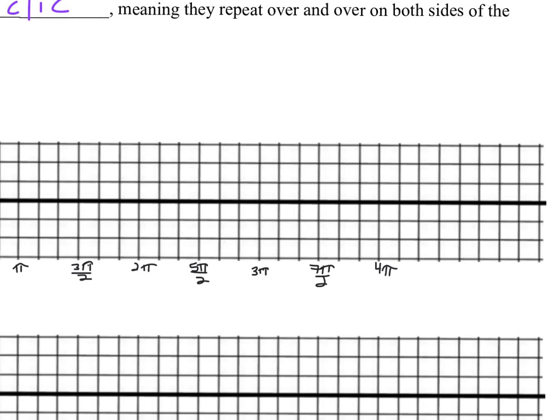After 4 pi, count 3 more. We'll be at 9 pi over 2. Count 3 more over, we'll be at 5 pi. And the graph can keep going after that.